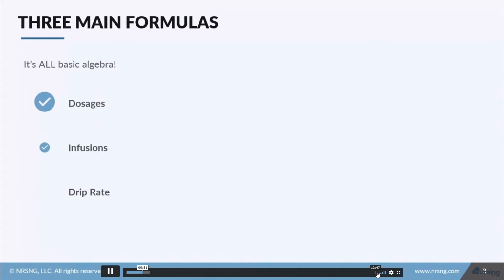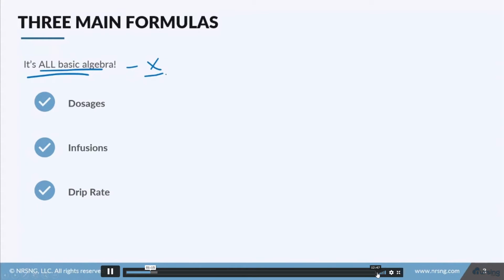Okay, let's get started. There's only 3 main formulas that you need to know. There are some rare times that you may need something different, but for 95% of what you're going to need, these 3 will cover it. Now, the big thing to know here, though, is this is all just basic algebra. I know sometimes we see the word problems, we get intimidated by the medication math aspect of it, but it's not complex calculus. We're just solving for X.